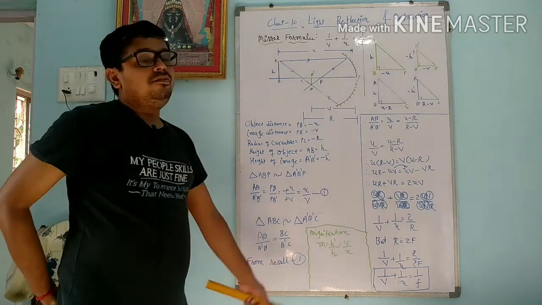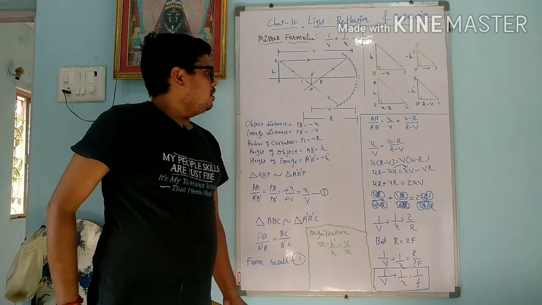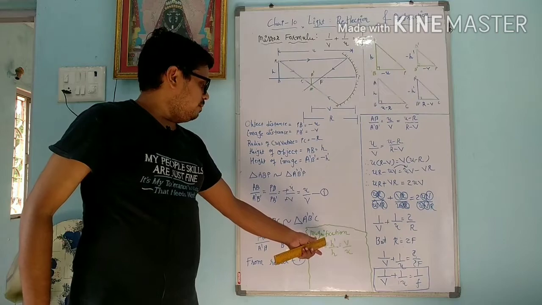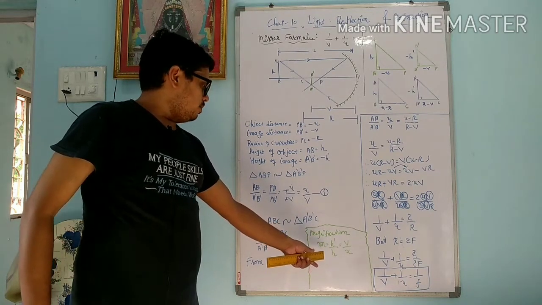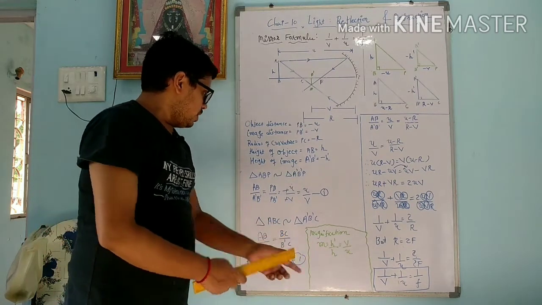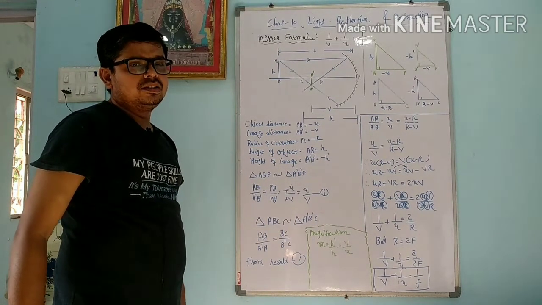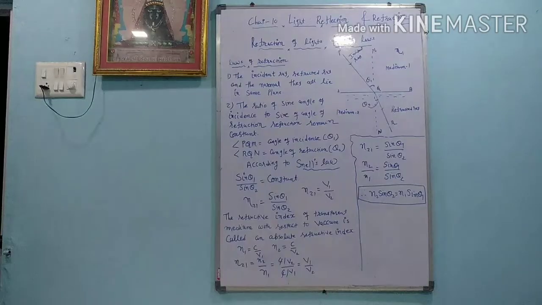Second thing is magnification. Magnification means the height of the image divided by the height of the object, that is called the magnification. So H dash upon H equals to, we can also write V upon U. Okay, this is all about the mirror formula.